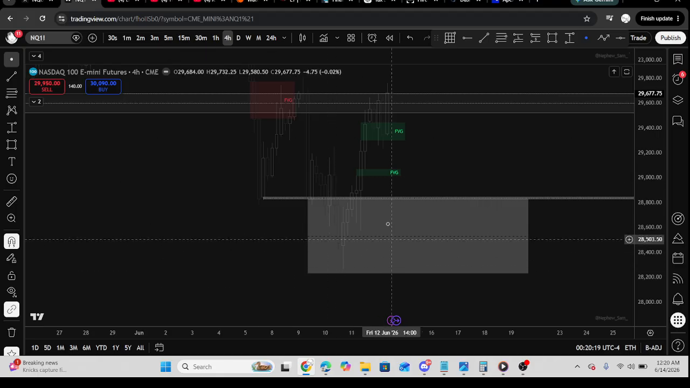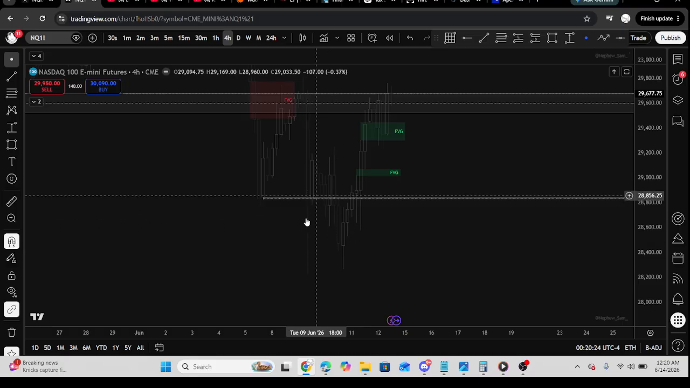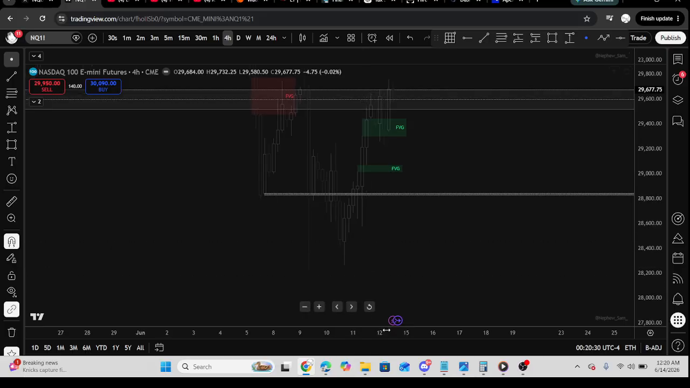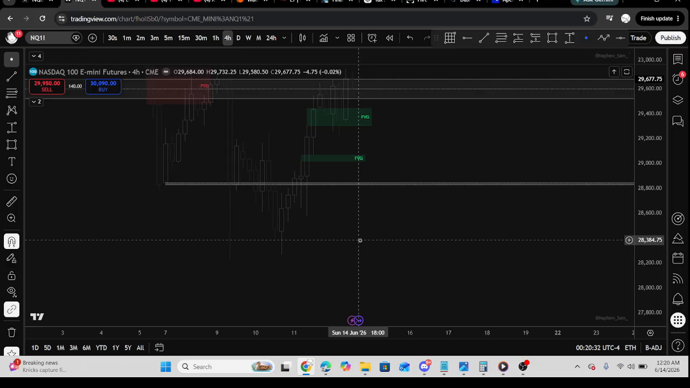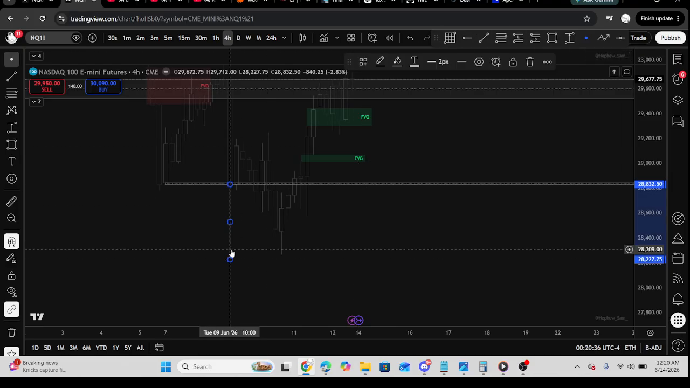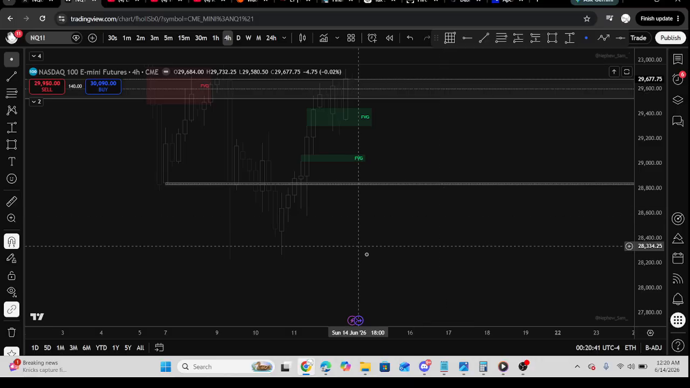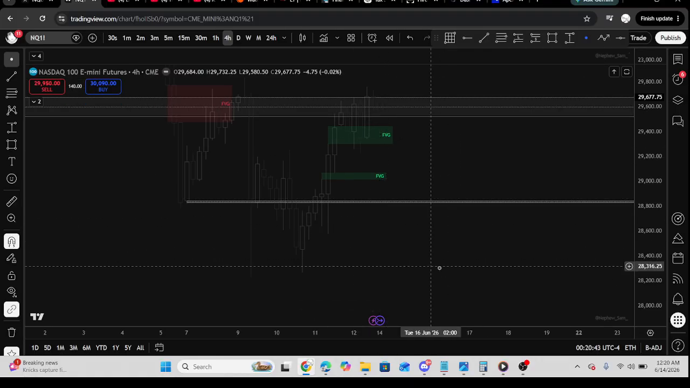But okay, 4 hour rejection block. Correct. We have that. We know we have that here. Now going into the zone, right? What else do we have? Let me see. I think we went below the CE of the rejection block. We did. So what else do we have coming into this zone?